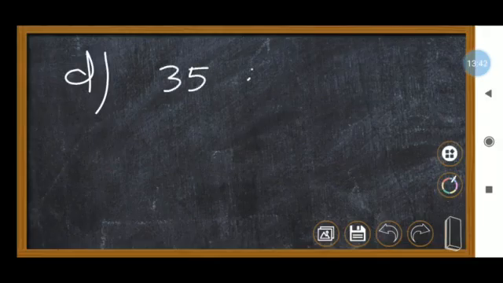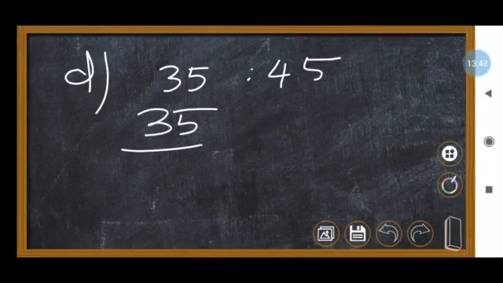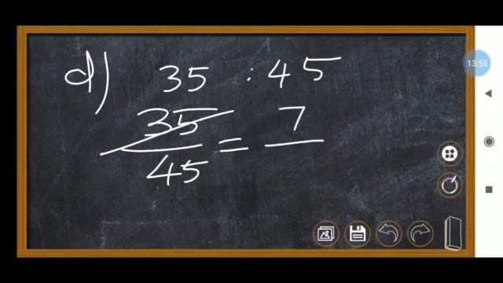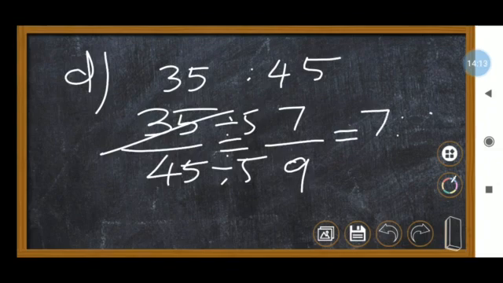35 is to 45, so we can write 35 divided by 45. Any number we can divide by the same number. 7 5s are 35, so divide it by 5. How many 5s make 45? 9 5s are 45. So that means 7 is to 9. 7 divided by 9 can be written as 7 is to 9. Okay students, this kind of problem only we have to work out.